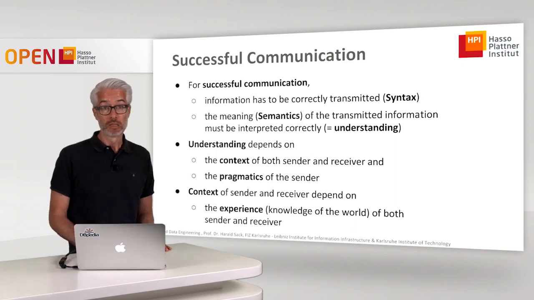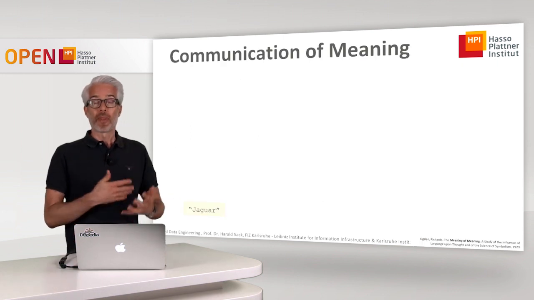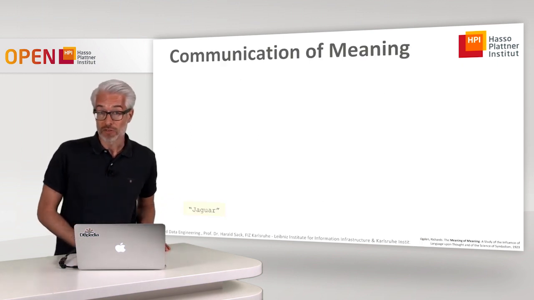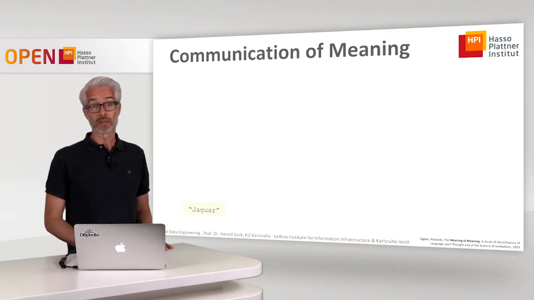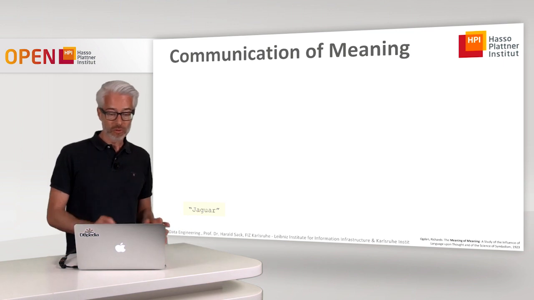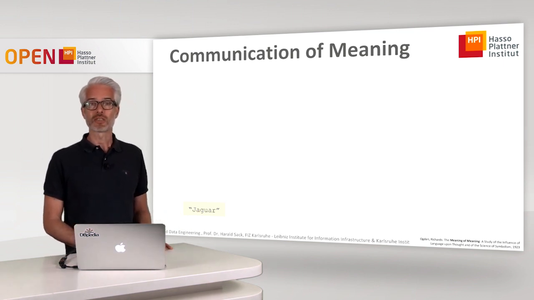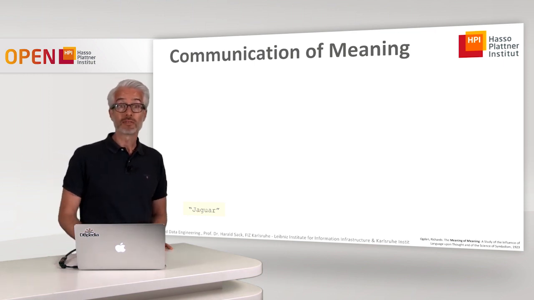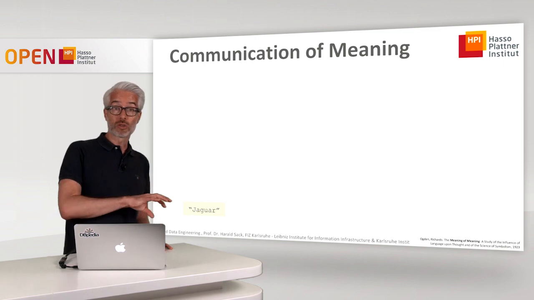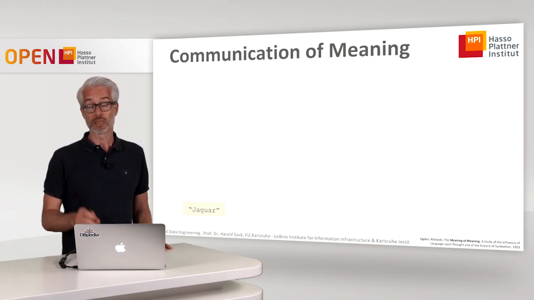Let's look at some examples in practice. How does communication of meaning really work? This has been researched for quite a long time, and probably you are familiar with the work of Ogden and Richards and this so-called semiotic triangle. They researched what it means if I try to convey a message expressed in symbols, and how this process of communication and understanding really works.